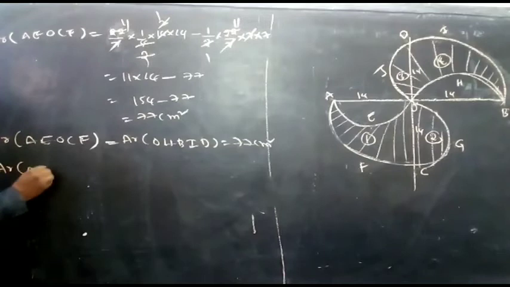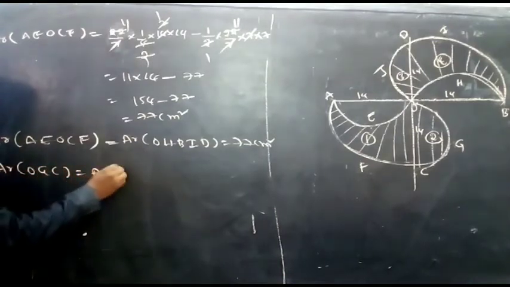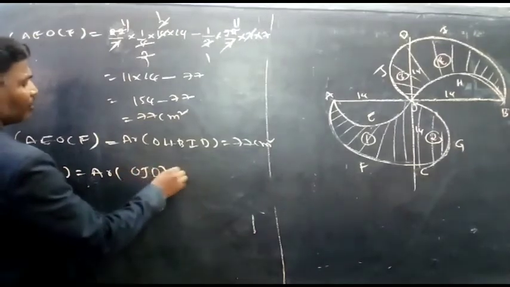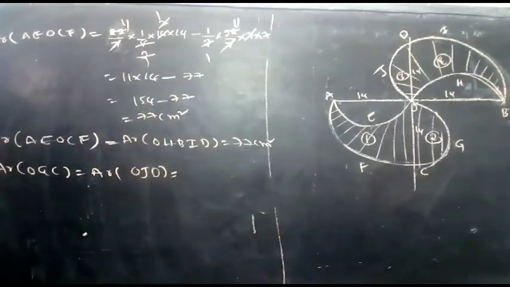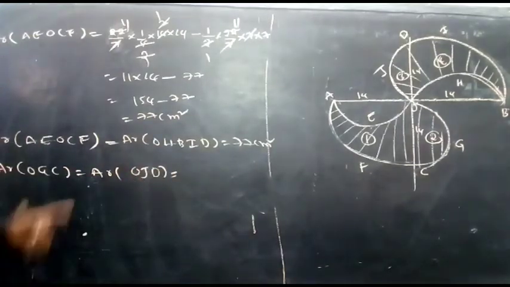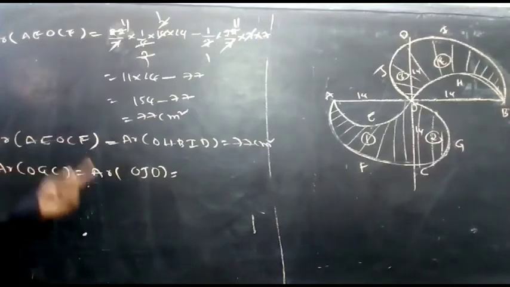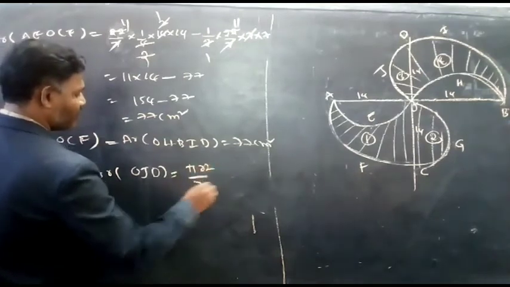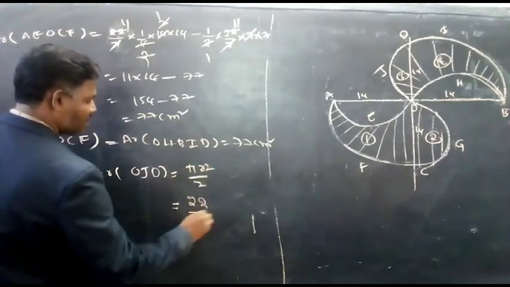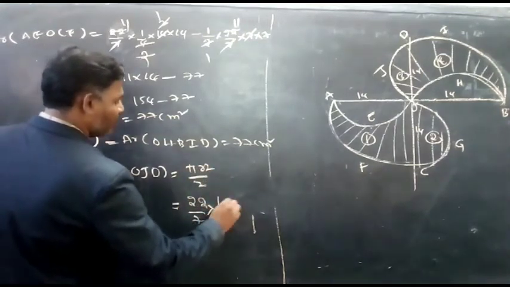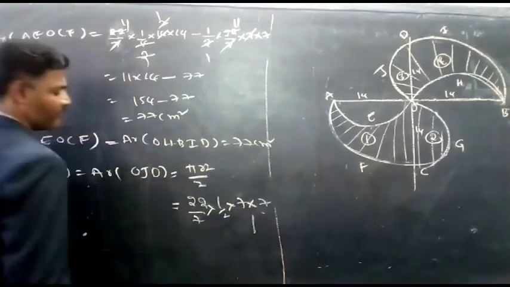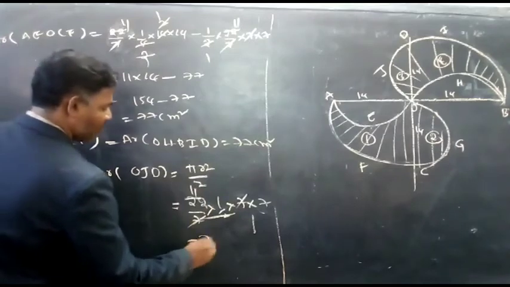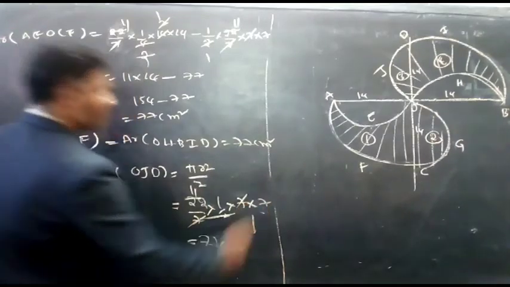Area of OGC is equal to area of OJD. Why? Because I already told you the area of the second part and third part are equal, since both are semicircles with the same radius. What is the answer here? Pi r square by 2. It means 22 by 7 into 1 by 2 into 7 into 7. 7 7 cancel. 2 ones are 2, 2 elevens are 22. How much is it? 77 centimeters square.